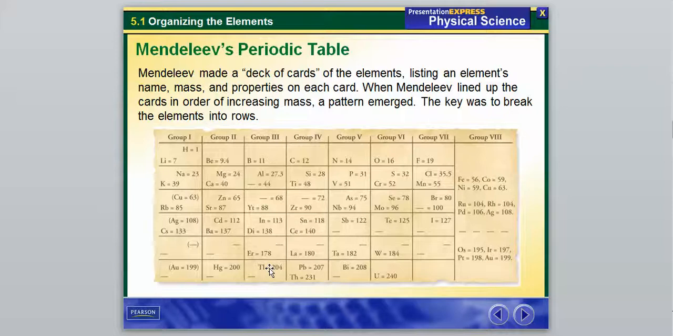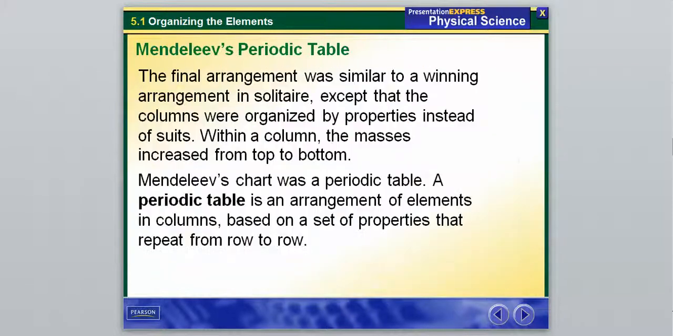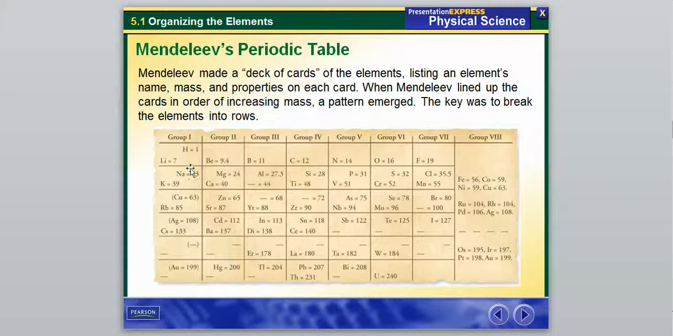He organized them based off of mass, and he organized them into rows, and he started to notice different patterns emerging. And his final arrangement was similar to a winning arrangement in Solitaire, except the columns were organized by properties instead of suits. And within a column, the masses increase from top to bottom. So not only did the masses increase going across the rows, they increased going top to bottom as well. So he was noticing definite patterns emerging when he organized it in this manner.